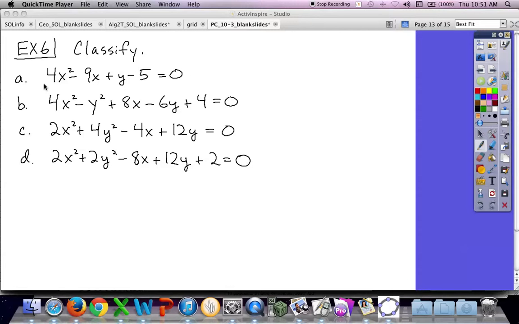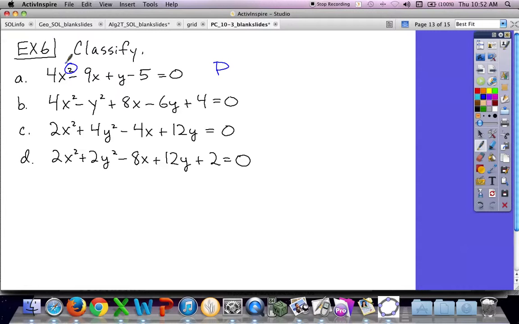What is C? 0. There is no y squared. Which one of them has only one squared term? Go back and look. You just wrote it down as a note. So which one of them is one of those equal to 0? Parabola. Right? Because only one squared term right there.